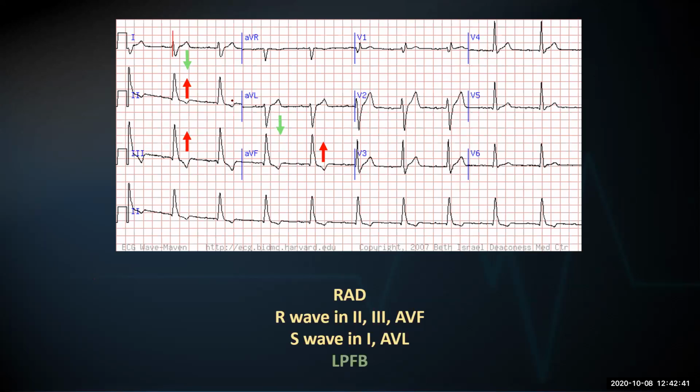So the right axis deviation not only helps you, because remember I said left axis deviation is going to be most commonly present with the left anterior fascicular block, but you're going to see deep S's in 2 through AVF in left anterior fascicular block, whereas you're going to see deep S's in 1 in AVL with left posterior fascicular block. Was that last one alternans?